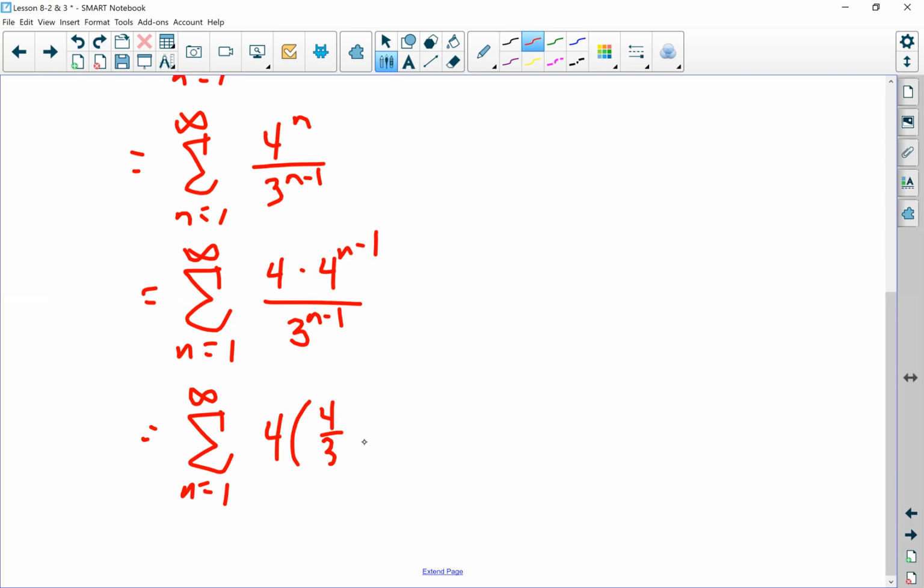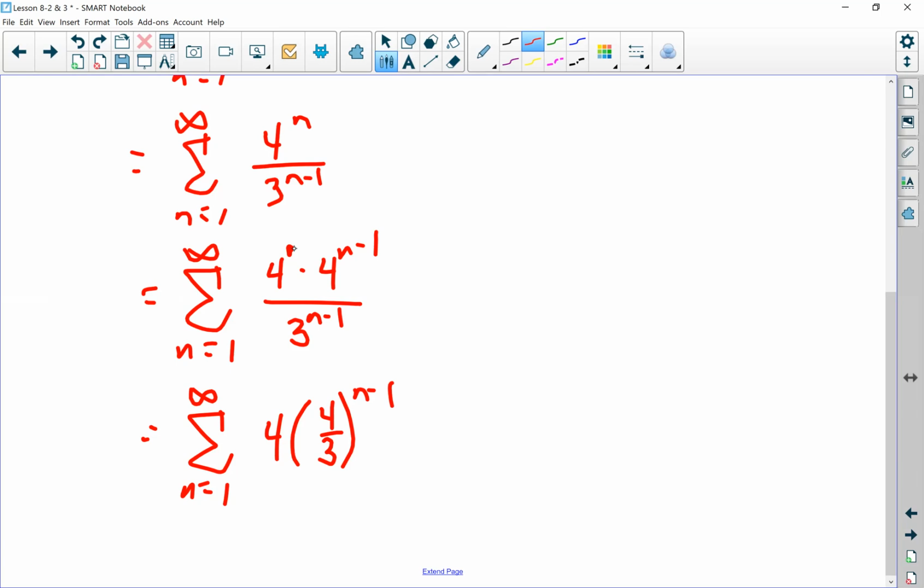And now that I have those, what's that? This one? Yeah. Okay, so think about 4 to the first times 4 to the n minus 1. If I add my exponents, 1 plus n minus 1 just gives me n. Okay? It's math magic.